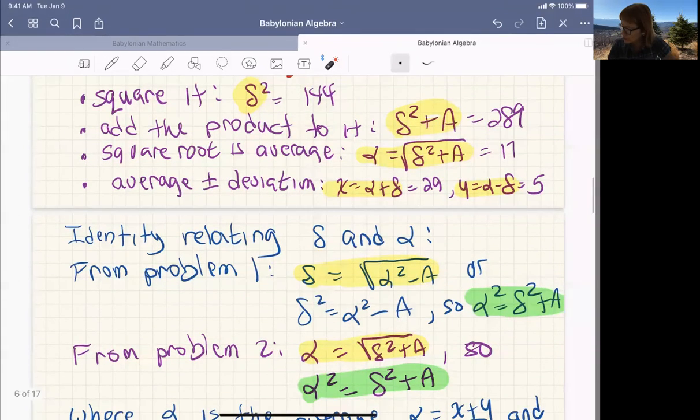From problem 2, we had alpha is the square root of delta squared plus the area. Square both sides and you get alpha squared is delta squared plus A. And notice that it's exactly the same formula. So the bottom line is that this is going to be a key formula in understanding their method. And so the question is, can we justify this formula?